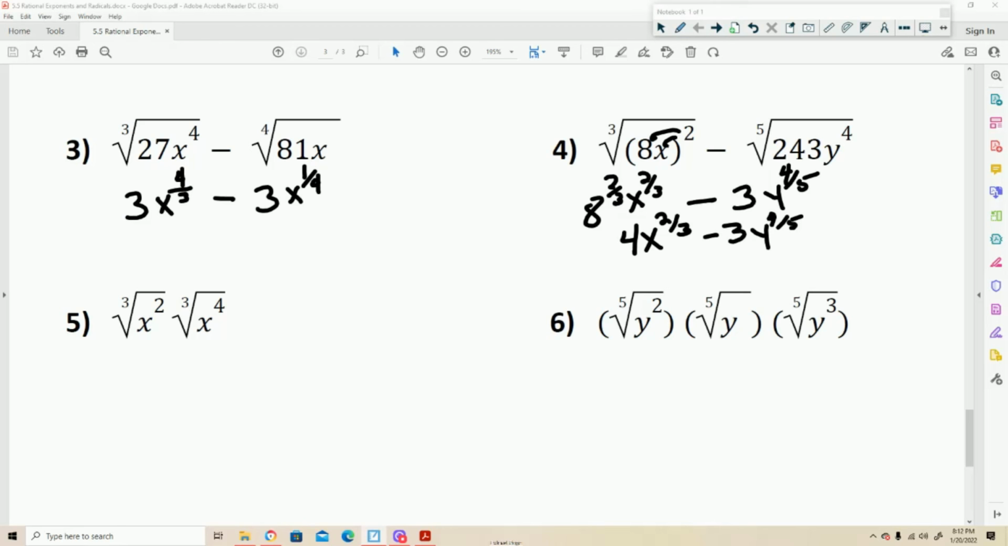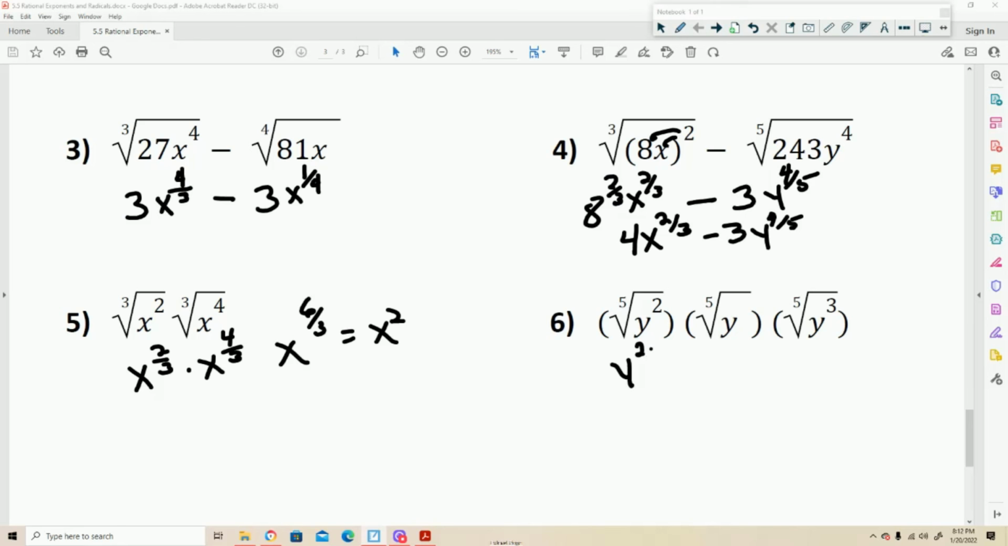Okay, 2 more. We're going to write x to the 2/3 times x to the 4/3. I can do something here because this is multiplication. I can add the exponents. The bases are the same. So we get x to the 6/3, which is equal to x to the 2nd. Okay, done with that.